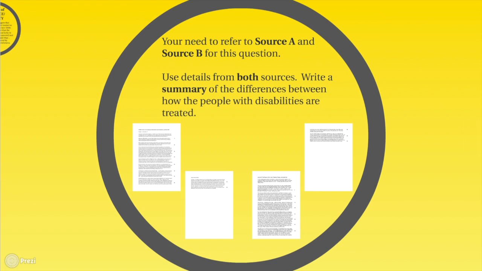So I've got 2 sources here. Again, these are available on my website. And I'm going to answer the question, or rather just a paragraph of this question, so you can see how that flowchart works in practice. So using details from both sources, write a summary of the differences between how the people with disabilities are treated.